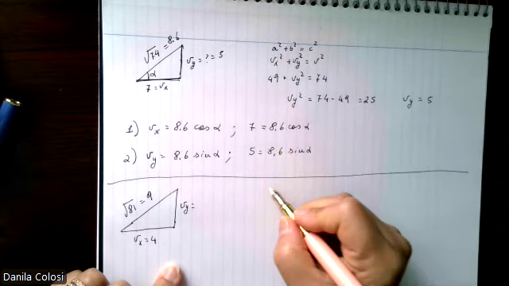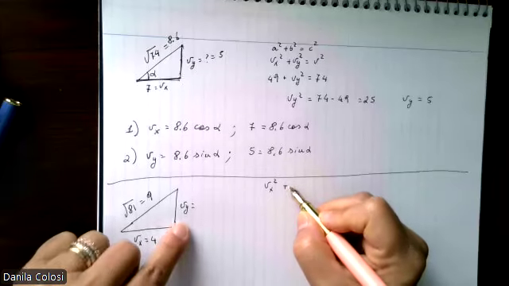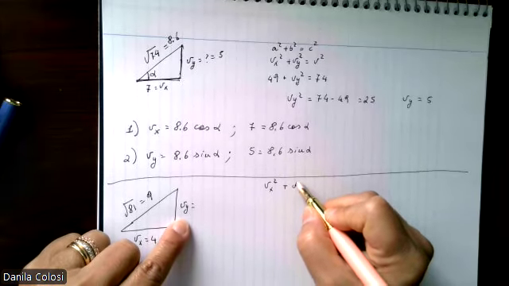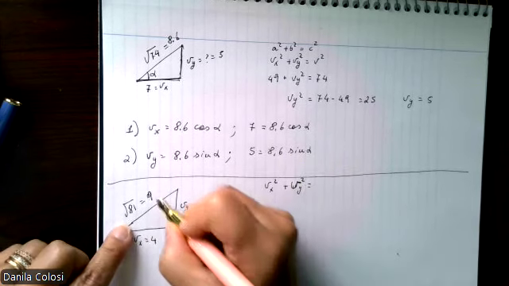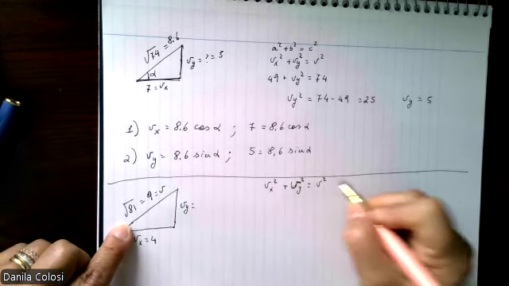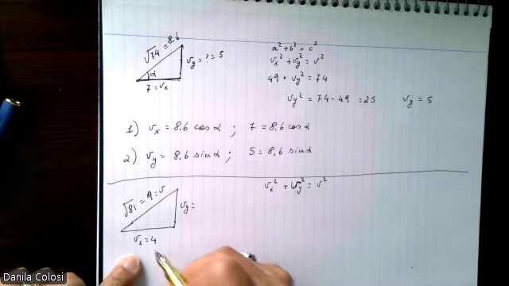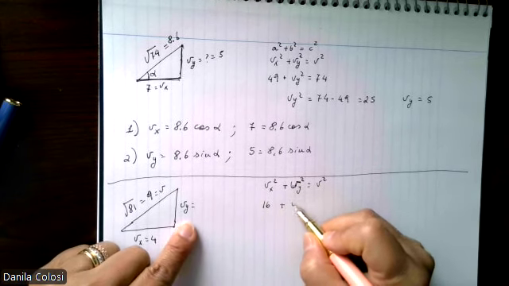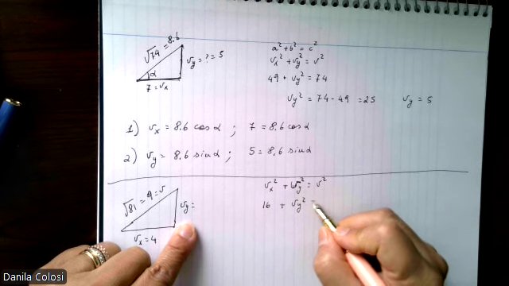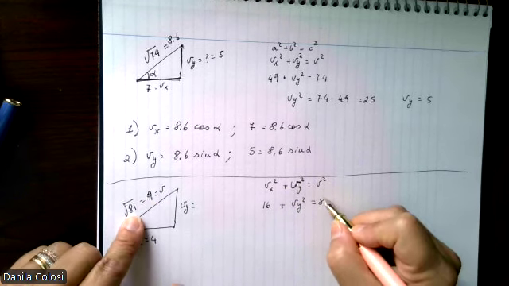Again, let's go back here. So v squared: x component squared plus y component squared is equal to v squared, the hypotenuse squared. So x component squared, 4 squared, 16, plus this one, I don't know, so this is your variable, equal to your v, which is 9, squared is 81.